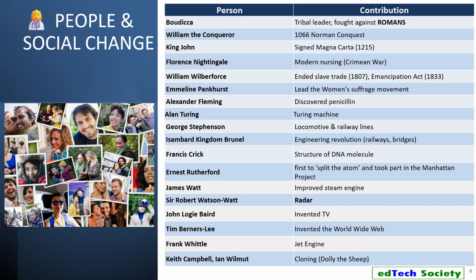Emmeline Pankhurst was the leader of the women's suffrage movement, and she comes up in each exam nowadays. She was the leader who started the belief that women can also vote, and that they have equal rights like men. So Emmeline Pankhurst is a very famous character in the UK.